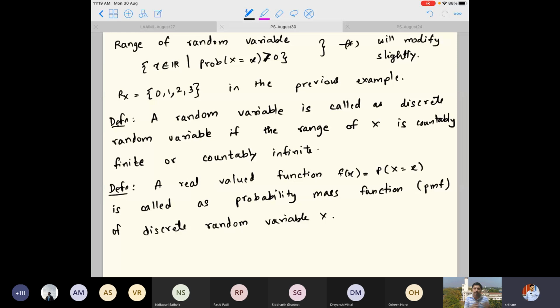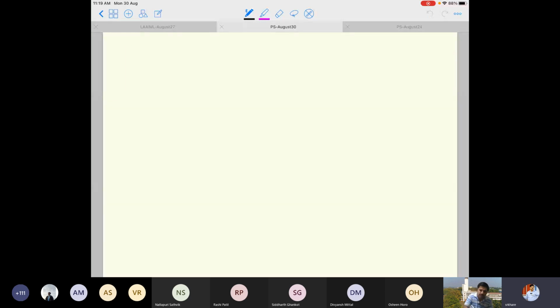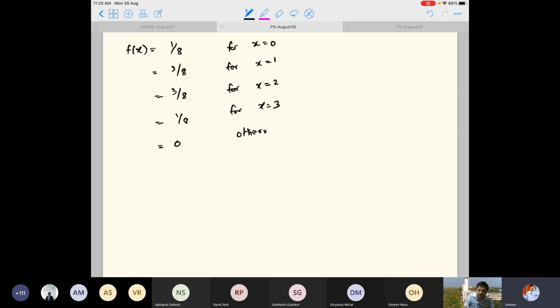Okay, so what is the probability mass function that we just have seen? The probability mass function is f of x equal to 1 by 8 for x equal to 0, 3 by 8 for x equal to 1, 3 by 8 for x equal to 2, 1 by 8 for x equal to 3, and equal to 0 otherwise. Otherwise meaning for all other values of x, it is equal to 0.